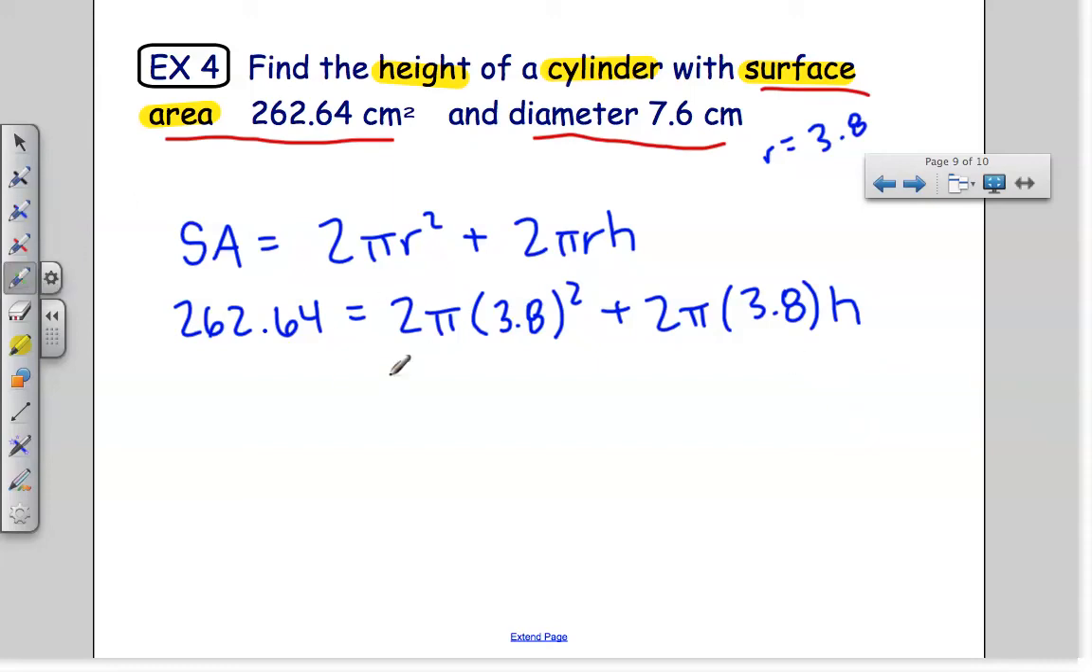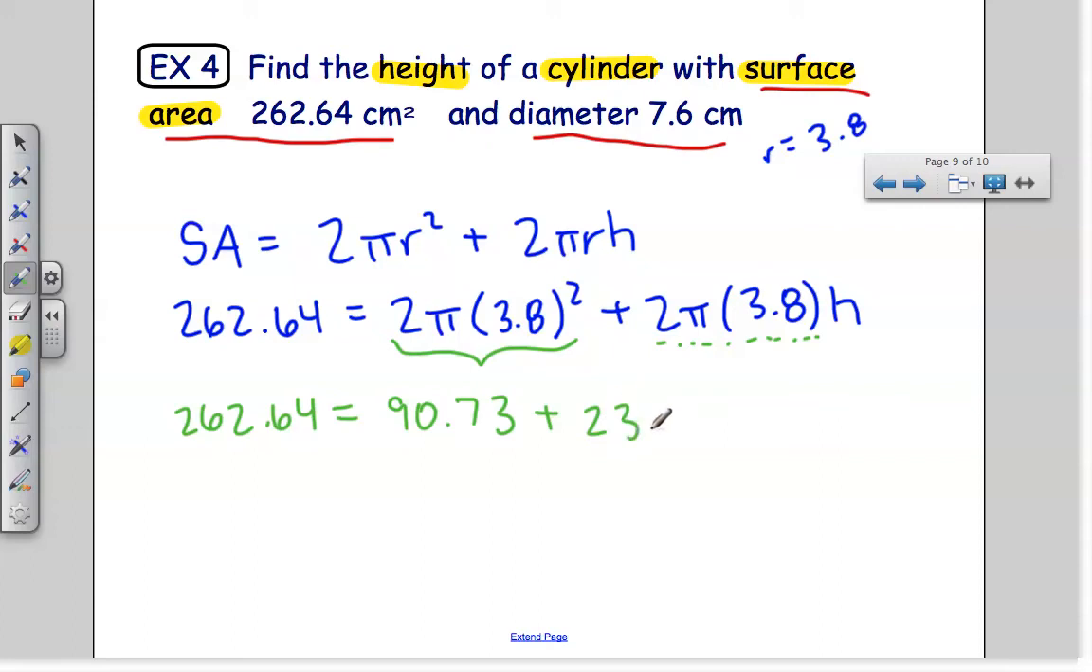Alright. Let's figure out what this term is, and let's figure out what all this is in front of the h. Okay, so right now I have 262.64 equals, that first term is 2 times pi times 3.8 squared. I'm going to round this portion to 2 decimal places. I'm getting 90.73 plus. Now I'm going to do 2 times pi times 3.8, that's the h term. I'm getting 23.88 h.